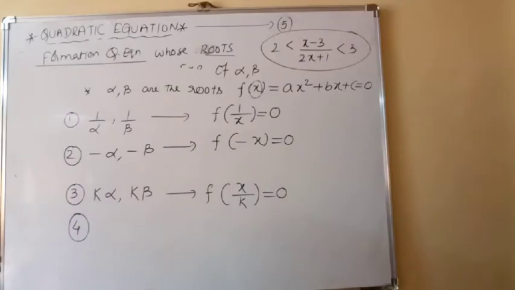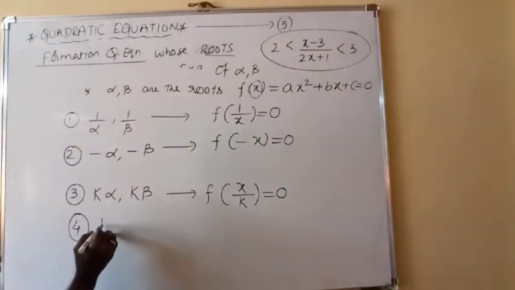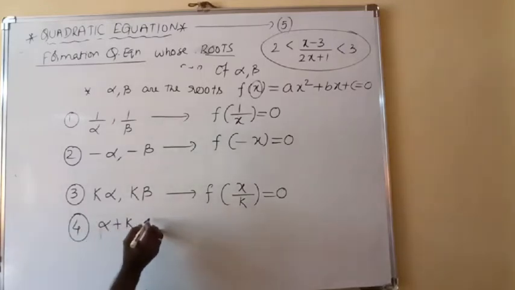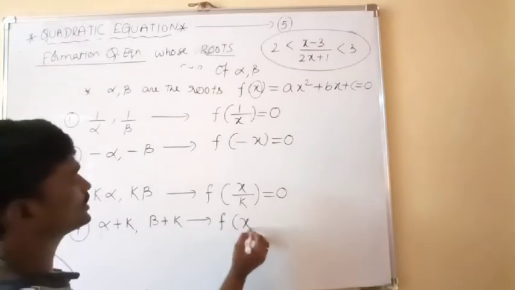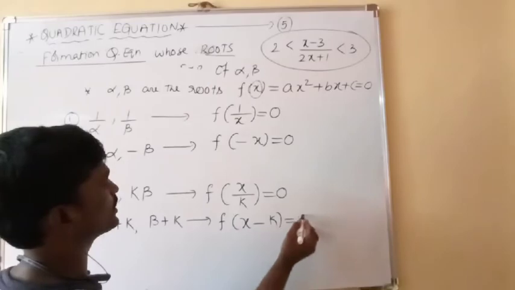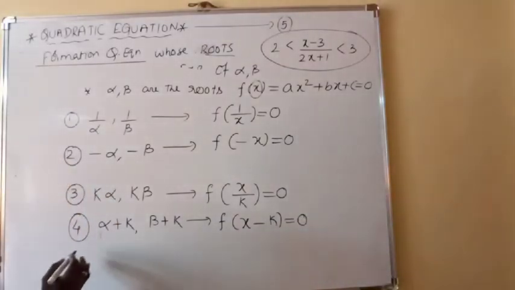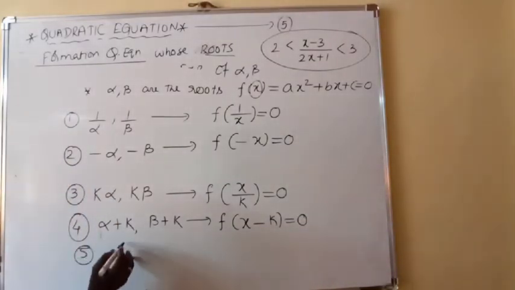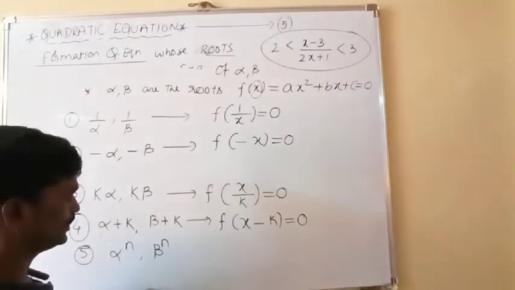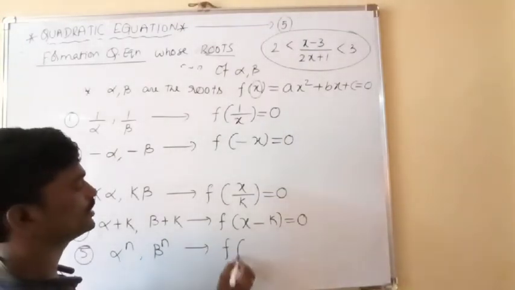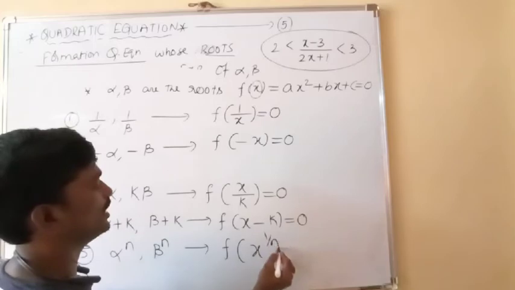Next, fourth one, to get the quadratic equation whose roots are alpha plus k, beta plus k, what you have to do? We have to replace x by x minus k. Okay. Next one, to get the quadratic equation whose roots are alpha power n, beta power n, where n is a natural number greater than or equal to 2, just replace x by x power 1 by n.